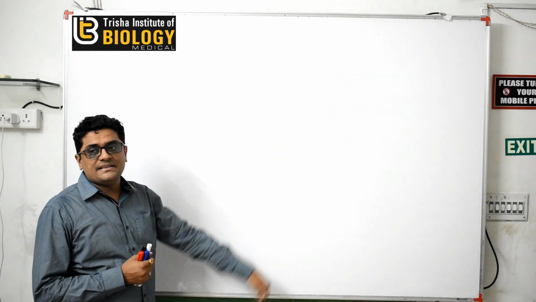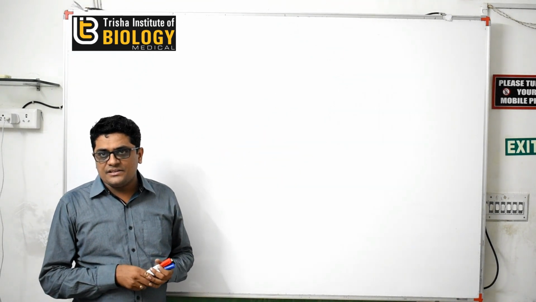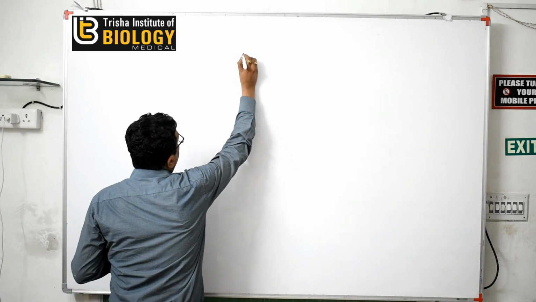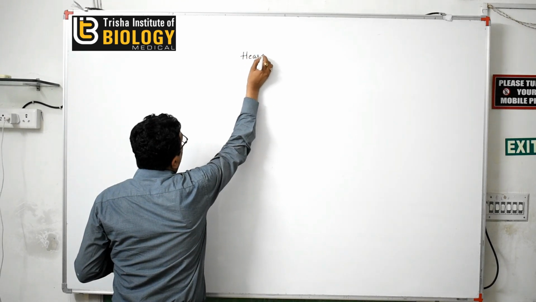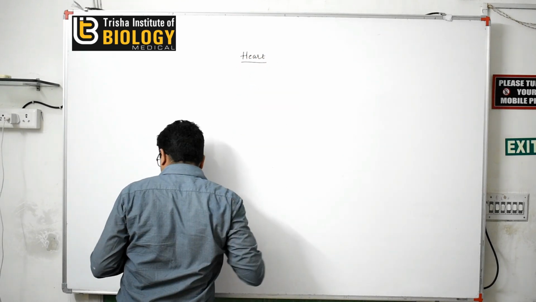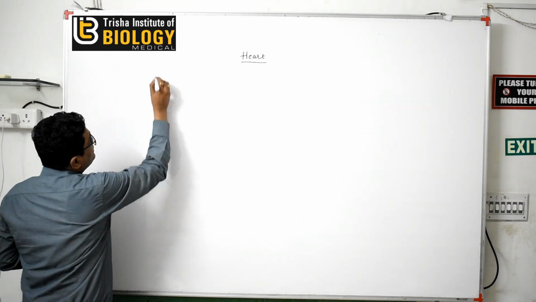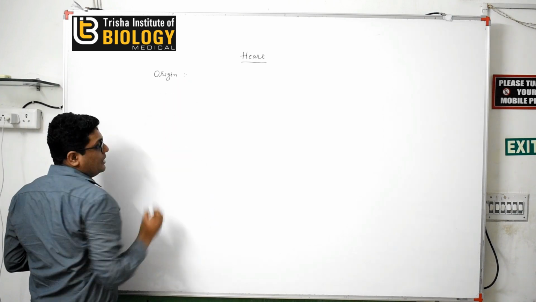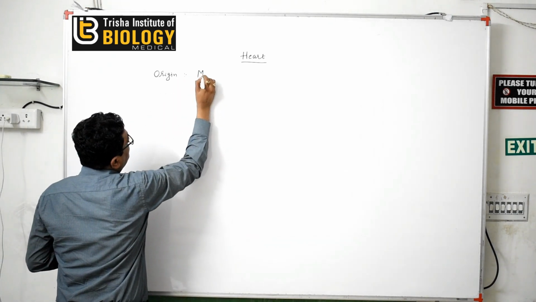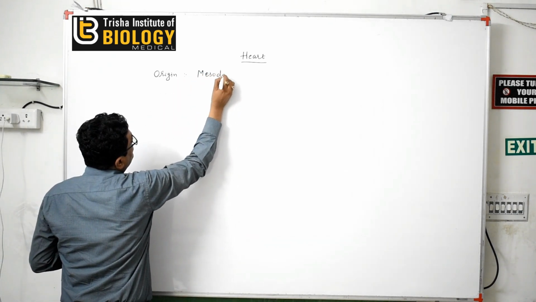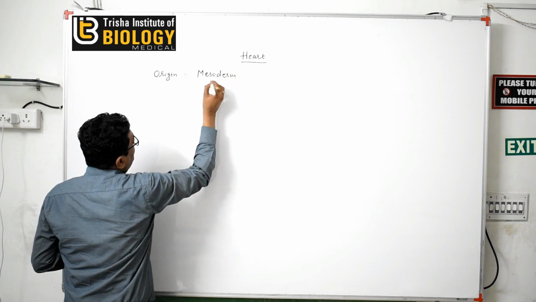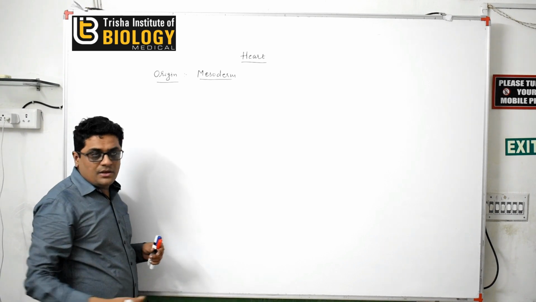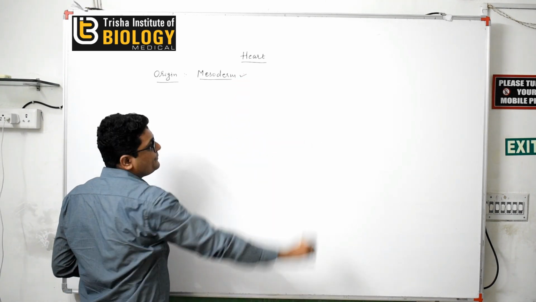Today we will discuss the internal and external structure of the heart. We all know that the heart is the pumping organ of our body. First, from where does the heart originate? The heart originates from the mesoderm. We all know that there are three germ layers: ectoderm, endoderm and mesoderm. So from mesoderm the heart originates.